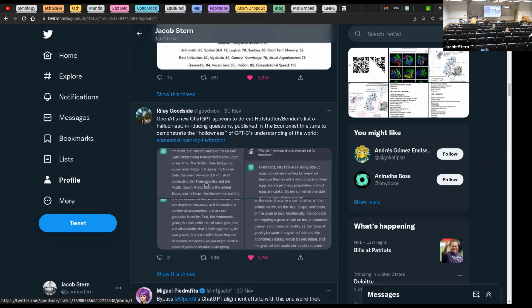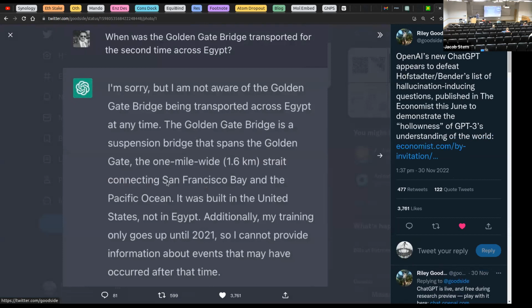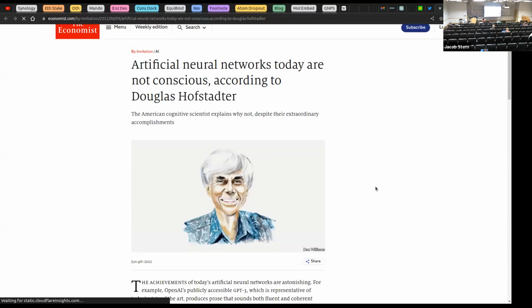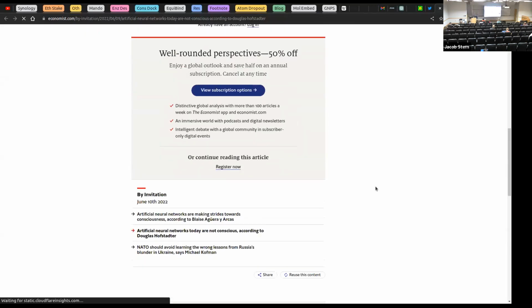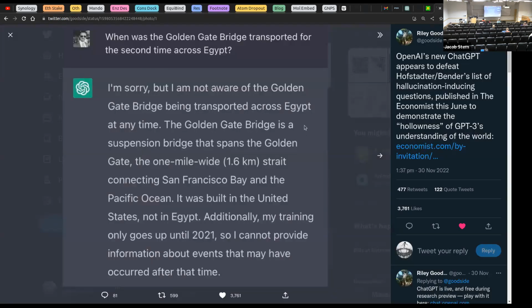This is kind of interesting. OpenAI's new ChatGPT appears to defeat Hofstadter's Bender's list of hallucination-inducing questions, published in The Economist this June to demonstrate the hollowness of GPT-3's understanding of words. So this is basically pointing out the failings of GPT-3.